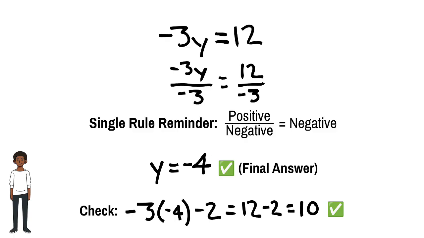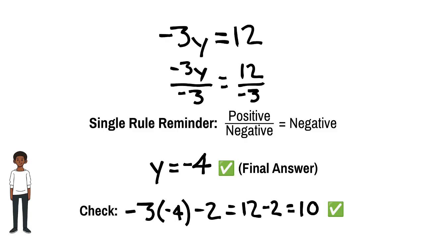Now we have negative 3y equals 12. Notice that y is being multiplied by negative 3. To isolate y, we must divide both sides by negative 3, not positive 3. Negative 3 over negative 3 equals 1, leaving y alone on the left.